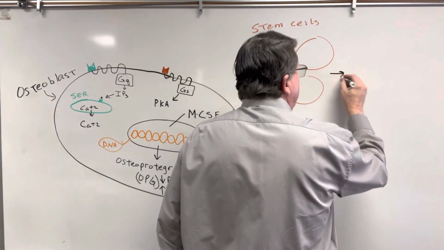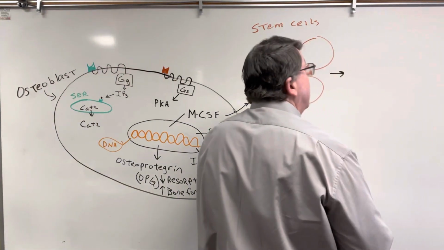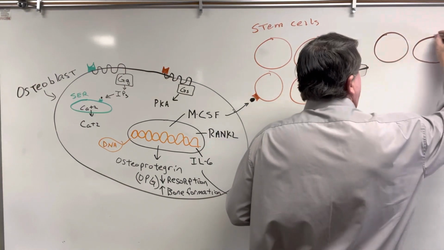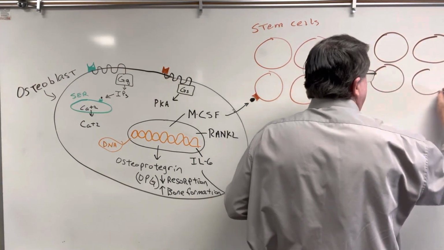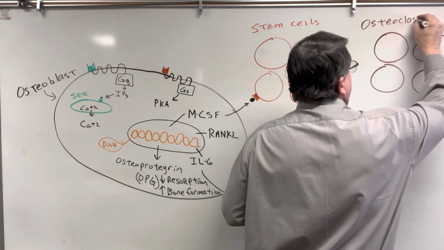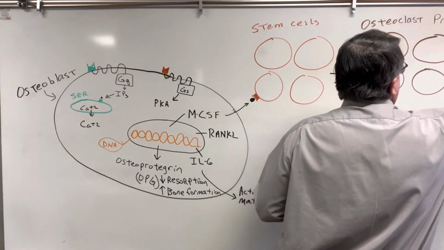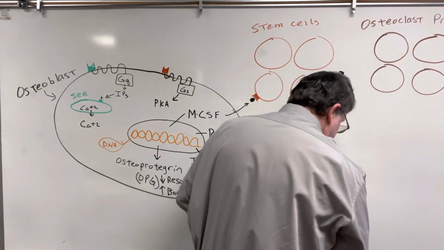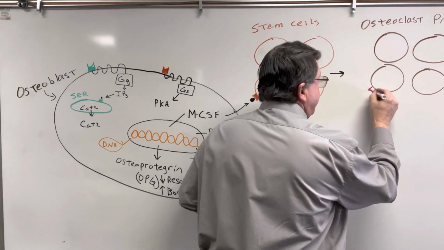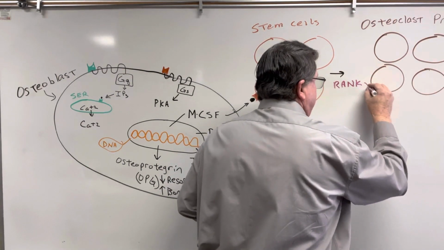What that's going to do is convert these stem cells into osteoclast precursors. Okay, so we have osteoclast precursors. Now, on these osteoclast precursors, I am going to have a receptor, and we're going to call this receptor RANK. Okay, so that's my RANK receptor.